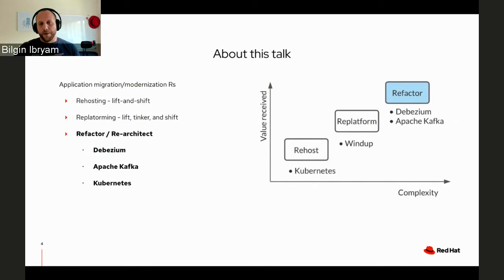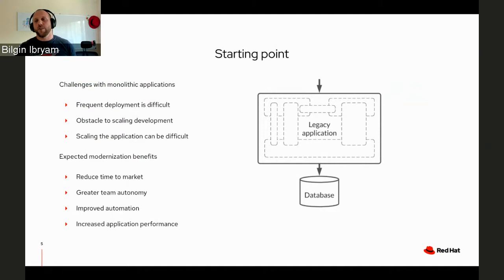For the purpose of this talk, I assume we are working with a monolithic on-premise application, which is a common starting point. And the same can also be applied if you're doing a cloud migration initiative, for example. Some of the common challenges with this kind of monolithic legacy application are around the deployment frequency, or scaling the development to more developers or even to multiple development teams that have to work on a common code base. Scaling the application to handle increased load can be another reason.